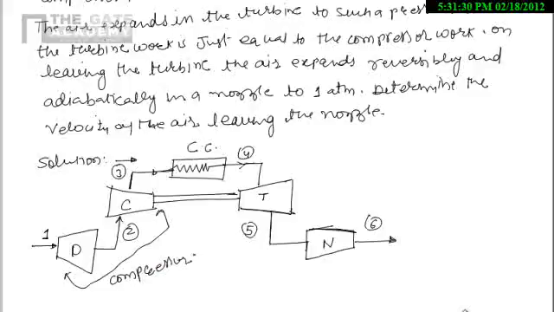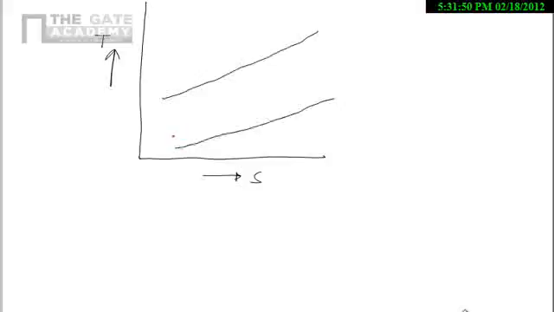So I will draw the TS diagram here and I will show all the processes. So I am drawing the TS diagram. On the y-axis there is temperature, on the x-axis there is entropy, and here I am having the pressure lines. These are the pressure lines here.